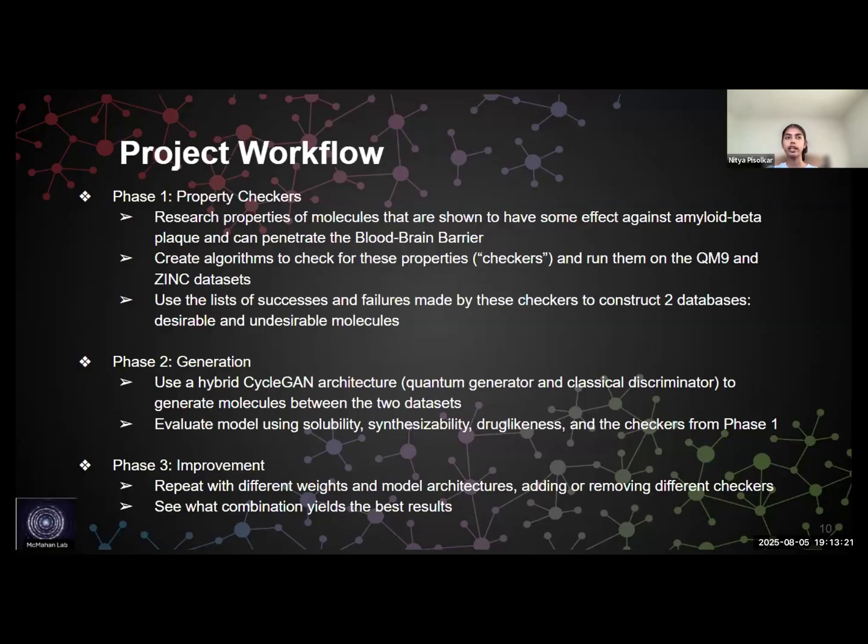Phase 2 is generation, and here we use a hybrid cycle-GAN model with a quantum generator and classical discriminator to generate novel molecules that can basically bridge the undesirable and desirable datasets. To assess model performance, we can use several criteria like solubility, synthesizability, drug-likeness, and crucially, the checkers from phase 1. And finally, in our improvement phase, we iterate and experiment with different model architectures, and we tune weights and modify our set of checkers to see what combination leads to the most promising outputs. This pipeline makes sure that there's a balance between relevance, feasibility, and optimization.